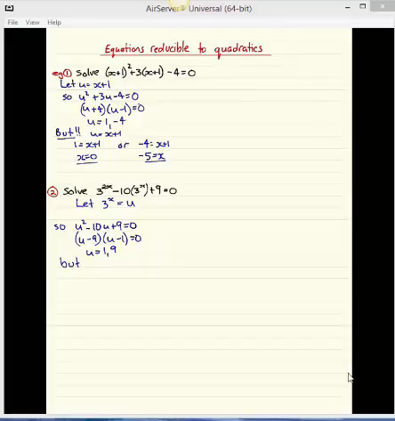But we know that u is equal to 3 to the power of x. So 3 to the power of x equals 1, or 3 to the power of x equals 9. Now, they're equations I can solve, because 3 to what power is equal to 1? Well, it's 3 to the power of 0. And 3 to what power equals 9? Well, that's the power of 2. Okay, so by reducing it to a quadratic, I learn how to solve it.